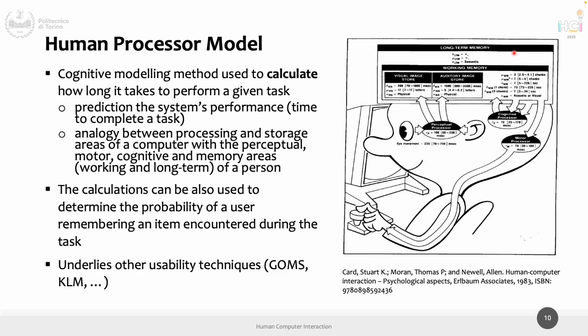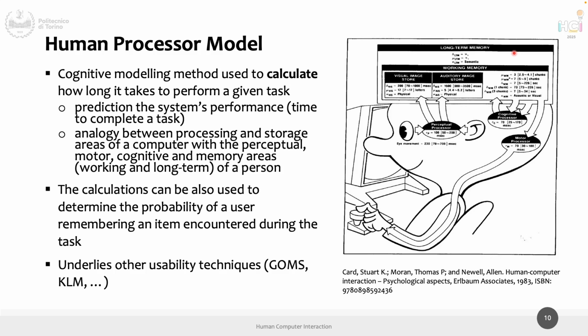The human processor model is another theory about the cognitive model. It's a simple theory from 1983, so it's not really recent, but it's used to calculate time. If you need to know how much time an operation will, on average, take, you can use the human processor model to calculate the time.